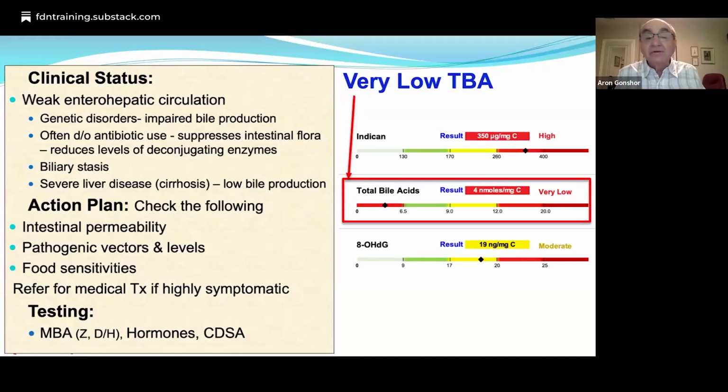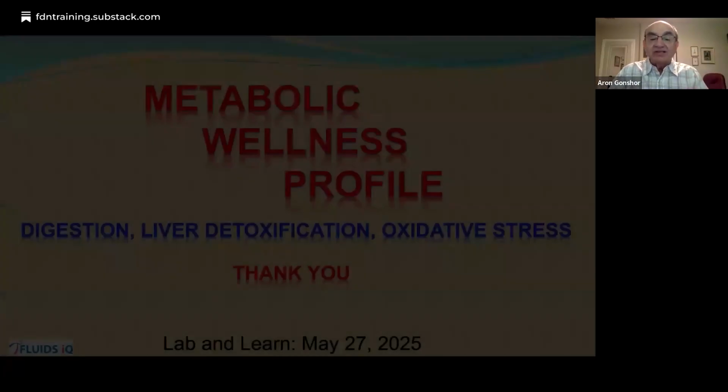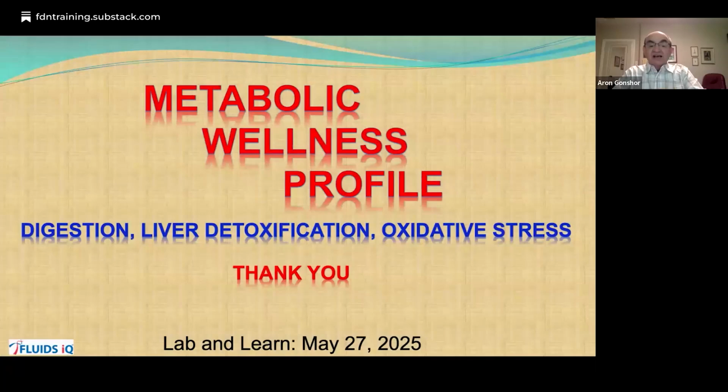And so what do you need to do? Well, the action plan is you've got to look at all these things. Intestinal permeability, do the MBA test. You need to look at other pathogenic vectors. What else is going on? Food sensitivities? Yes, could very well be. Remember, as far as testing, mucosal barrier assessment, looking at things like zonulin, histamine, DAO, etc. And next month, we're adding LPS to that. Hormone analyses, and of course, comprehensive stool. So that was a very quick run through of this particular test.